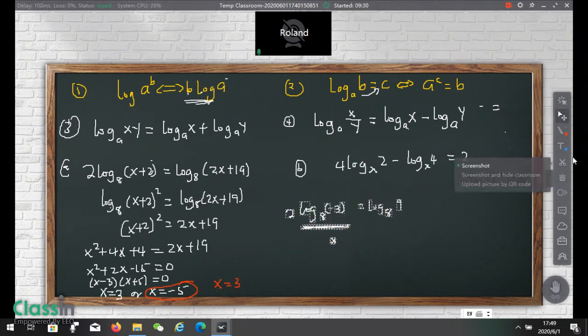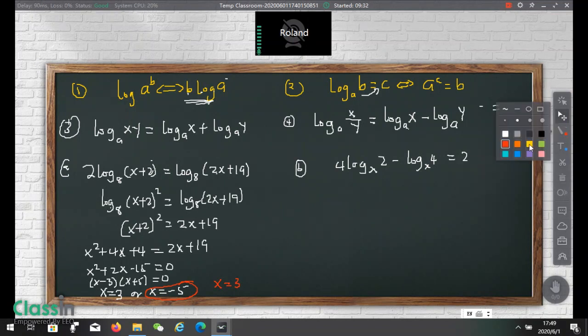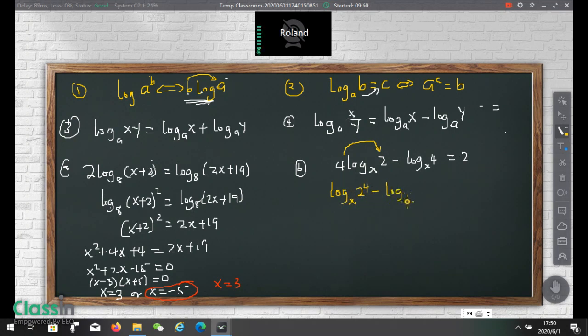All right. Let's look at this also. We apply law 1: b log a is log a to the power b. This b will move to be a power, so this 4 will go to be a power. So we have log to the base x of 2 to the power 4, minus log to the base x of 4, equals 2.